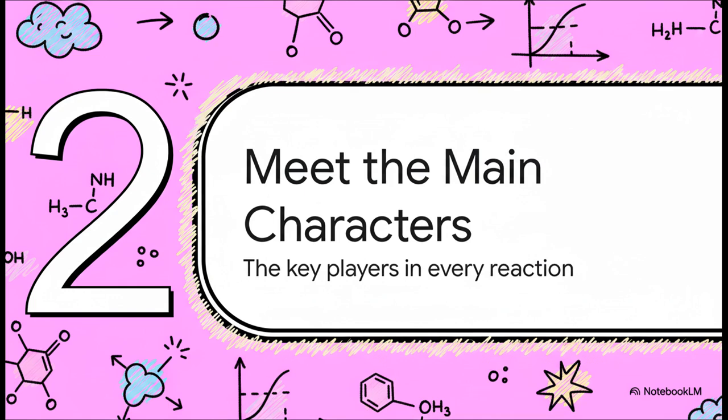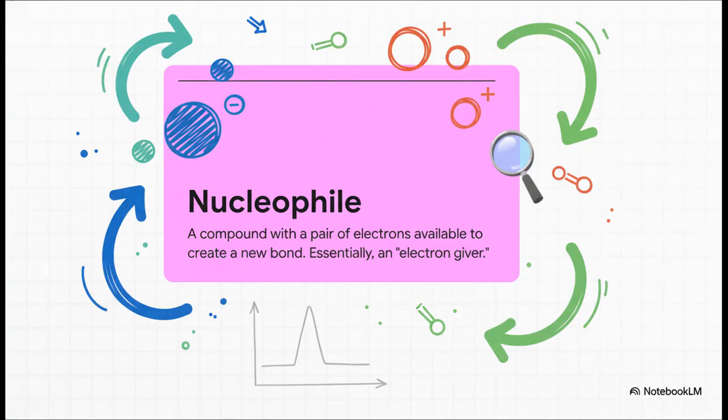So, to really get that how, we have to meet the main characters in our chemical story. And in organic chemistry, almost every single reaction is driven by the interaction between two very different personalities, let's call it. Okay, first up, meet the nucleophile. The name literally means nucleus-loving, which totally makes sense because the nucleus of an atom is positive, right? A nucleophile is rich in electrons. It has this pair of electrons just sitting there, ready and willing to go out and make a new bond. Just think of it as the generous electron giver in our little drama.